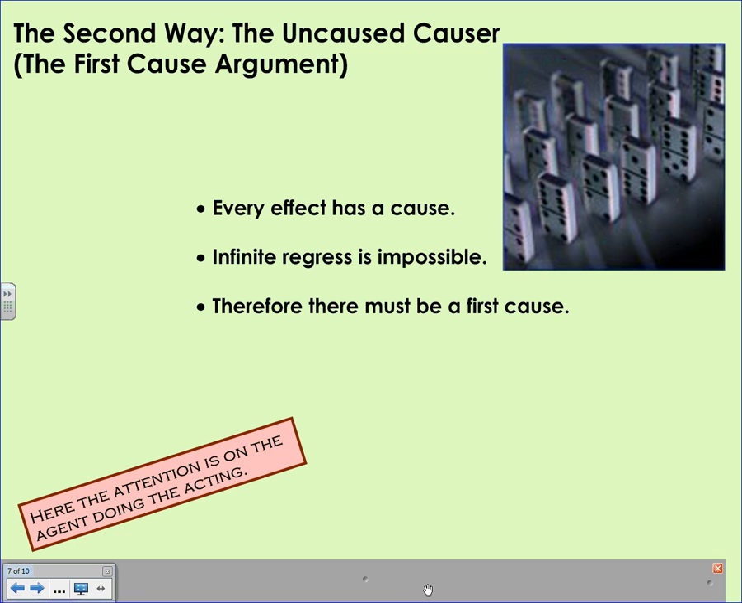Now, this focuses more on the item or agent that does the acting, whereas the first way was focused on the thing that is being moved. All right? So if we think about an example of a football flying across a field, in the first way we were focused on the football and its process of change. Here in the second way, our attention is on the cause that brought about those changes in the football. For example, the foot that kicked it, or the hands that threw it.